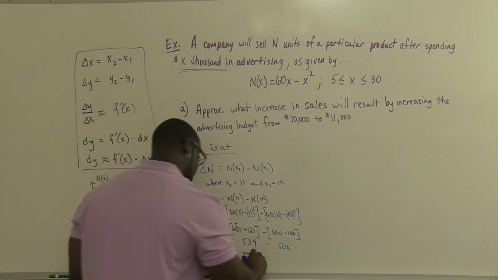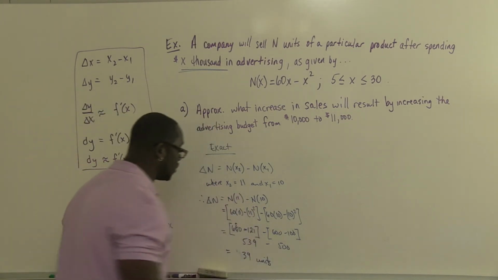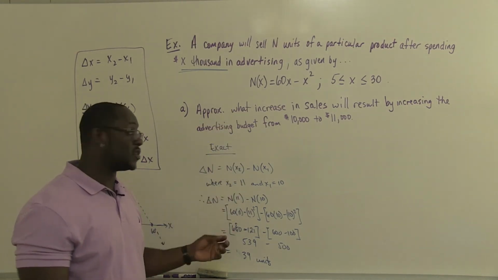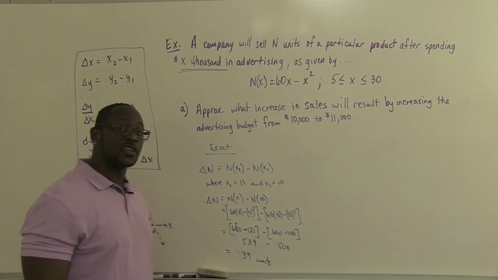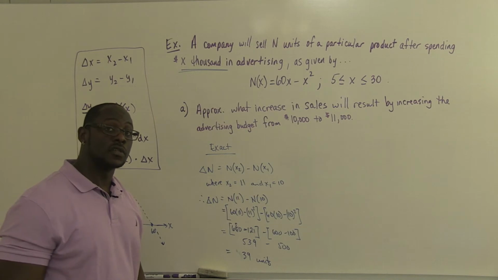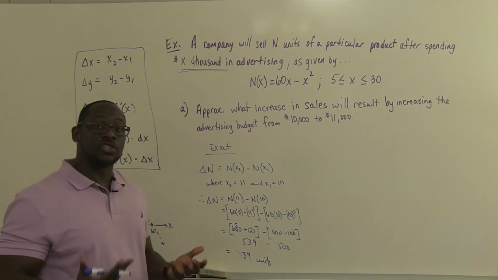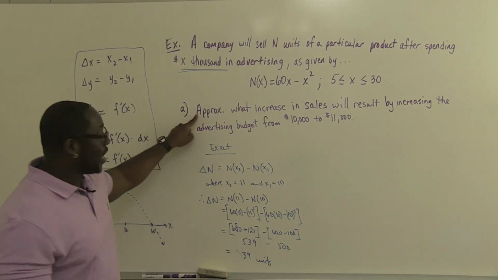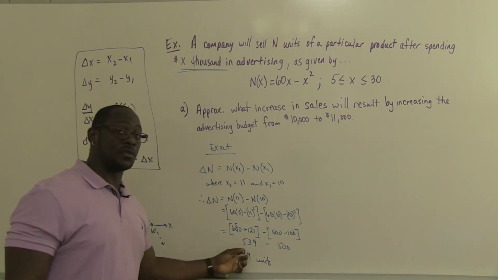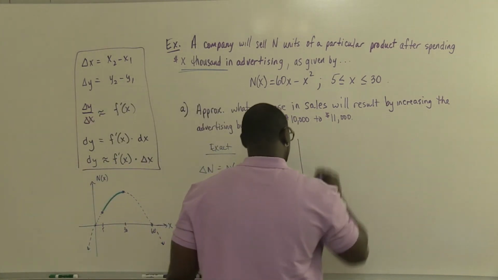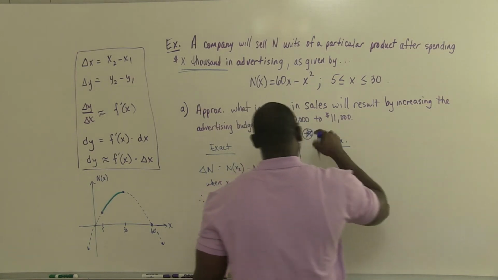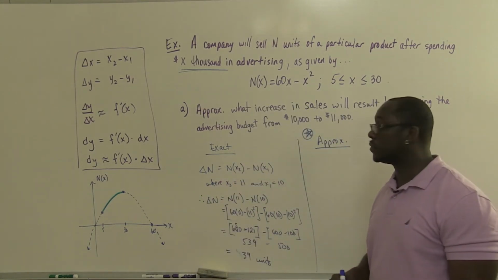So what this says is that the exact increase in the amount of units that will be sold based upon spending an extra $1,000, from 10,000 to 11,000, will actually be 39 units. So now what I'm going to do is show you what the problem is asking for, and how we get the approximate answer and how it is close to this one. Again, I want to reiterate, this is actually what the problem is asking for.